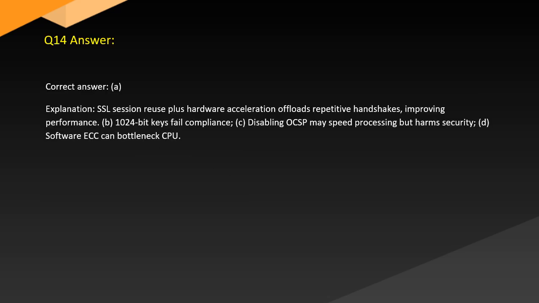Answer. Correct answer: A. Explanation. SSL session reuse plus hardware acceleration offloads repetitive handshakes, improving performance. B. 1024-bit keys fail compliance. C. Disabling OCSP may speed processing but harms security. D. Software ECC can bottleneck CPU.